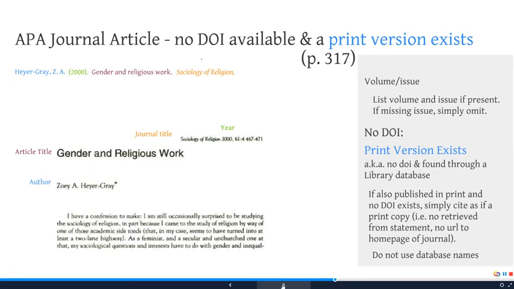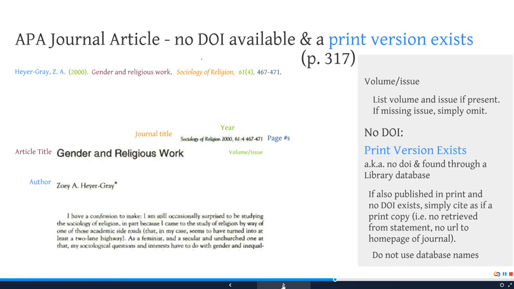So I see 61:4. That's telling me that I have a volume and an issue. So if I have a volume and issue, I will list the volume in italics. And then right after that, I will list the issue, but the issue is not italicized. So volume, issue, and you'll notice there is no space between the volume and issue, but this one is italicized and this one is not. We follow that by a comma, and then at the very end, we include all the page numbers. And this is where we end our citation. So if you do not have a DOI and you access this through one of our library databases, you do not have to put anything after the page number.